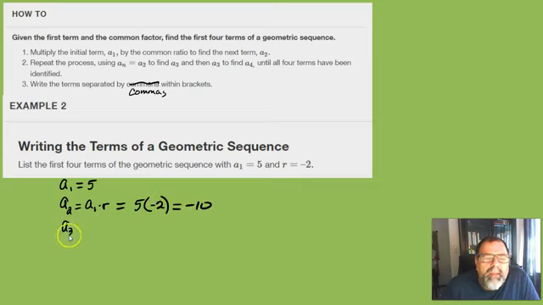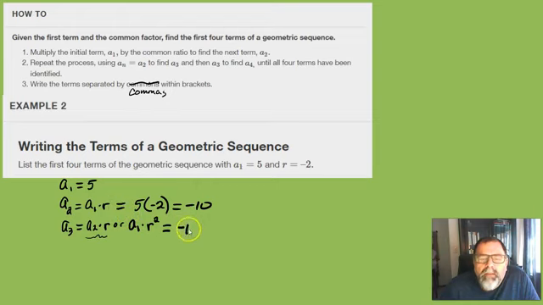And then a3, you could either do a2, if you want to think of it recursively, times r, or you could do it as a1 times r squared. So this is always going to be 1 less. Either way, since we're building the first 4, I'm going to do it the recursive way, which I'm sure is something we're going to talk about in a minute or two.